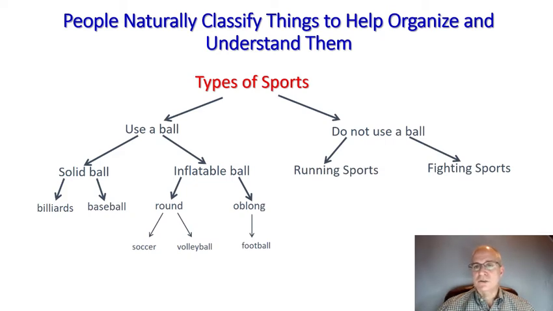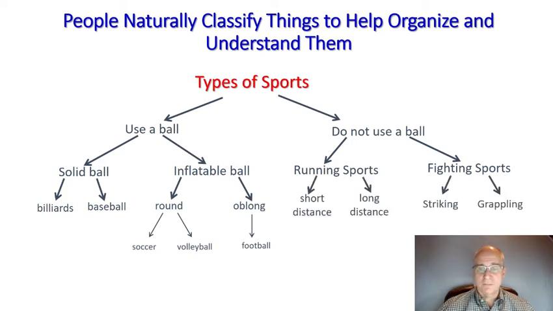Now, if we look at those sports that do not use a ball, we could classify those into the running sports and the fighting sports. And in the running sports, we could further break those down into those that run for a short distance and those that run for a long distance. And the fighting sports we could classify as those that are for striking and those that have grappling. We could further break these down then. The short distance could be the 50-meter dash and the 100-meter dash. Long distance could be marathons and ultramarathons. The fighting sports for the striking styles could include boxing, karate, taekwondo. The grappling sports we could further break down into judo and jiu-jitsu.